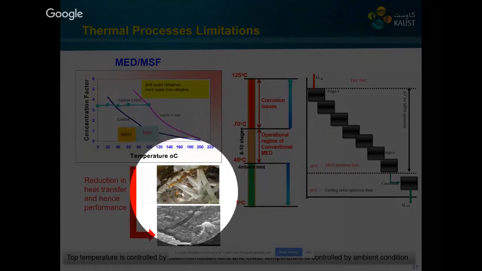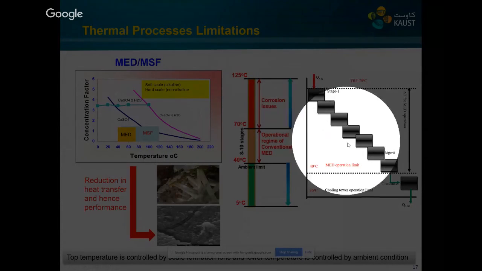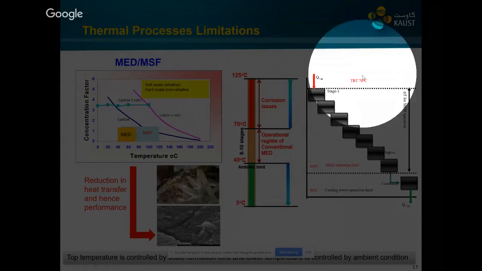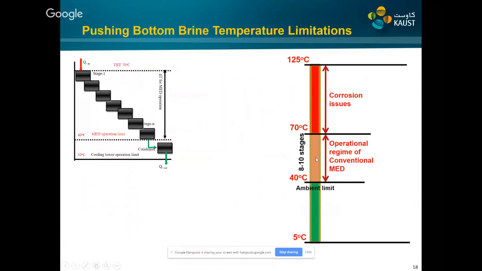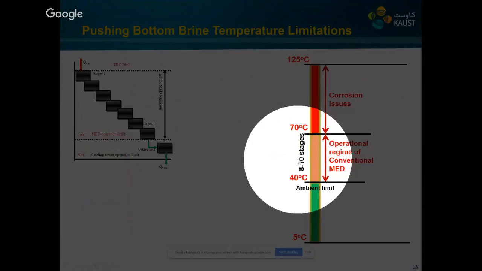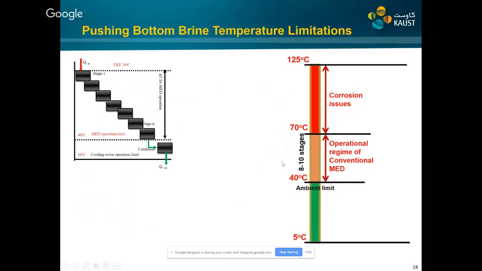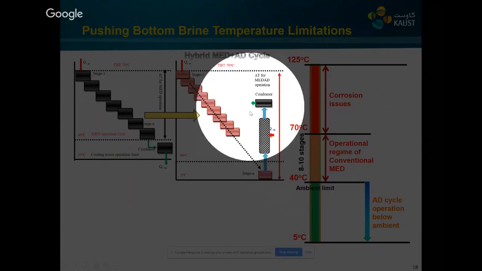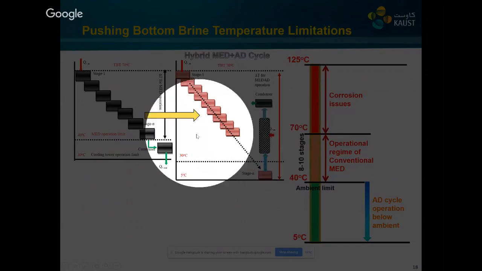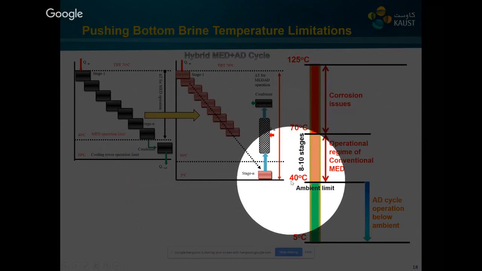Otherwise, there will be a scaling on the tube surfaces. And over here it shows that the number of recoveries can be 6 to 8 from 70 to 40 degrees centigrade. We started work on the lower brine temperature, and we proposed our innovative adsorption cycle, that if we integrate the innovative adsorption cycle to the last stage of MED, we can actually overcome the last stage temperature limitation.